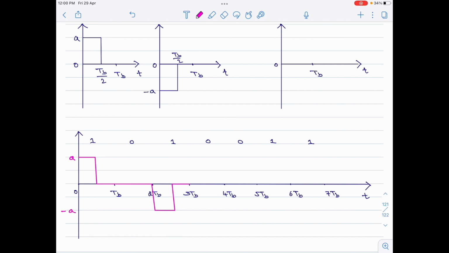The next two bits are 0 and 0, so I will transmit 0 for 2 bit durations. The next bit is a 1, so I will check the amplitude of the previous bit 1, which is negative. So, this time I will have to transmit a pulse of amplitude plus A and duration TB by 2. The rest of the bit duration is represented with 0 volt. And the last bit is also 1. So, this time I will have to transmit a negative pulse of amplitude minus A and duration TB by 2. This is the representation of the given binary sequence in terms of bipolar return to 0 signaling scheme.